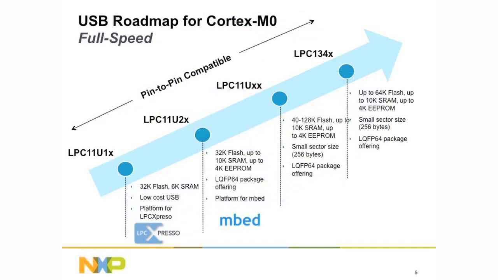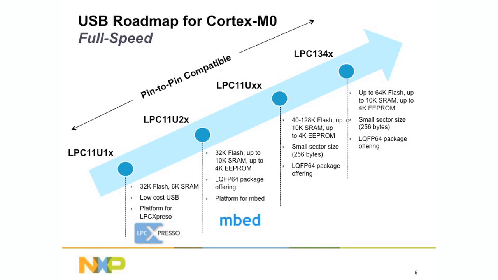Okay, so let's look at the USB roadmap for Cortex-M0. What you see here is the LPC11U family. So we have LPC11U1X, 11U2X, and 11U3X, followed by the LPC134X. If you look at the 11U1X, it's our low-cost platform. So what is low cost? The starting price for this part is 99 cents at 10K quantities distribution.